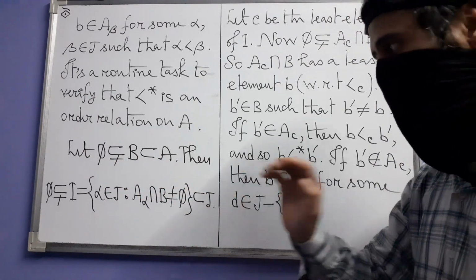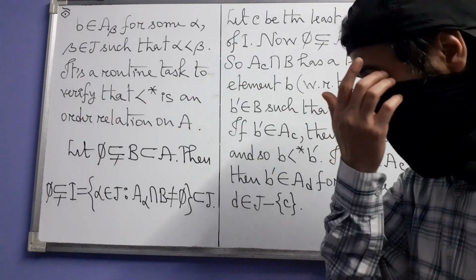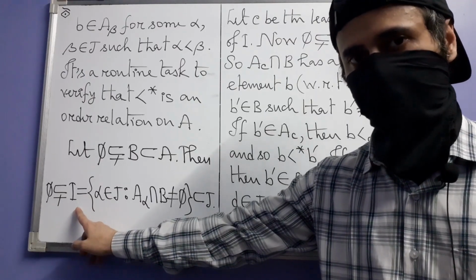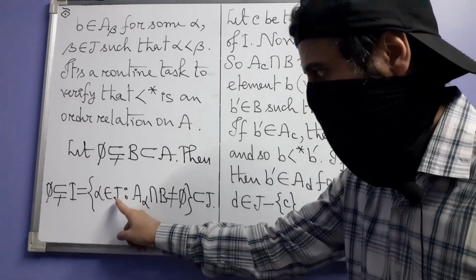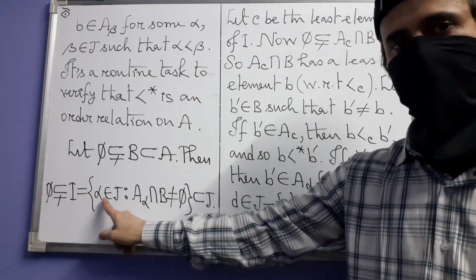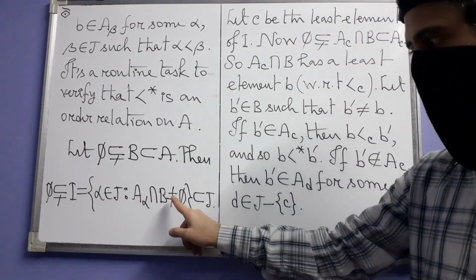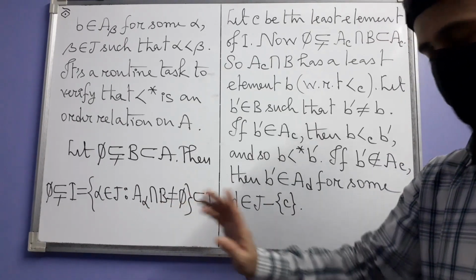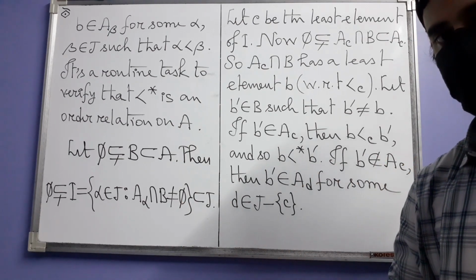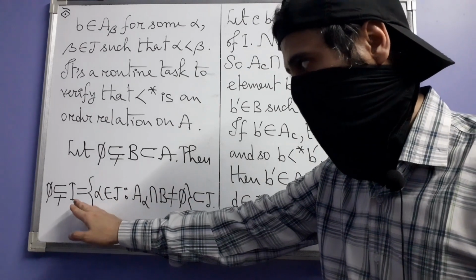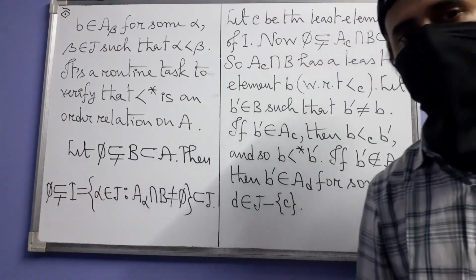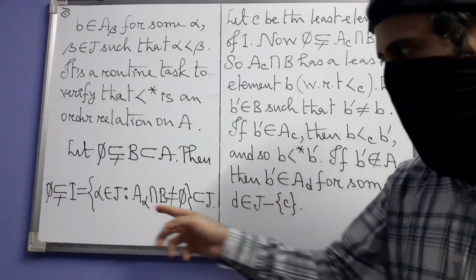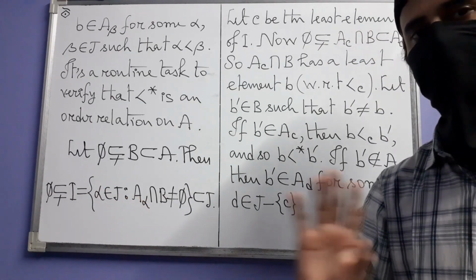Now watch this thing carefully. You can see a set here which I have called I. What is this set? It is the set of those indices alpha in J such that B intersects A alpha, that means this intersection is not empty. And this set I itself is a non-empty subset of J. The fact that it's a subset of J, of course, is clear because it consists of some elements in J.